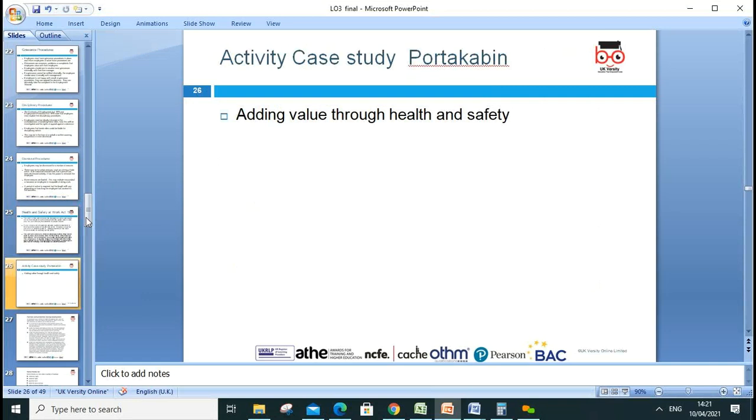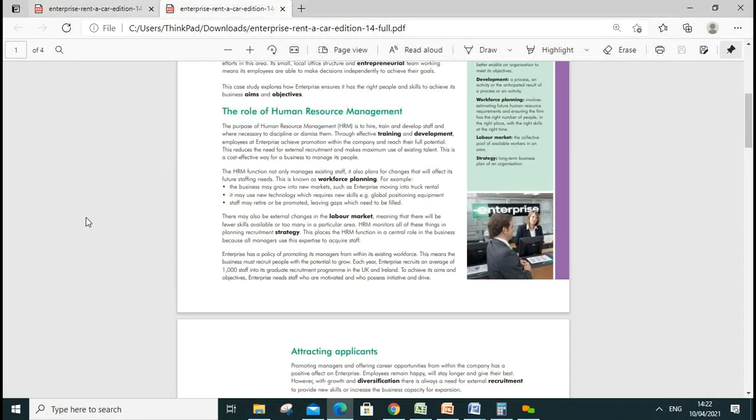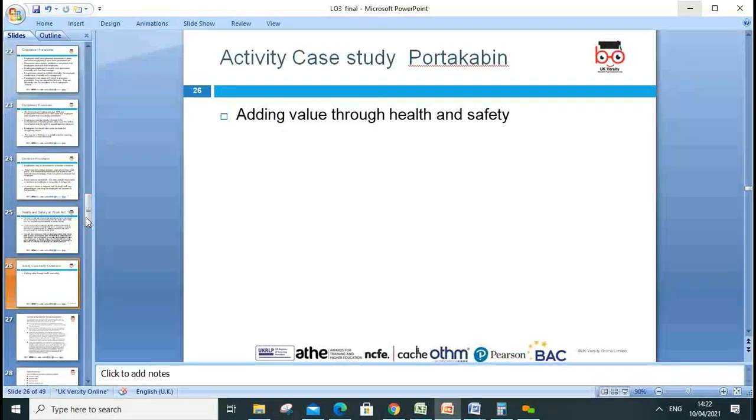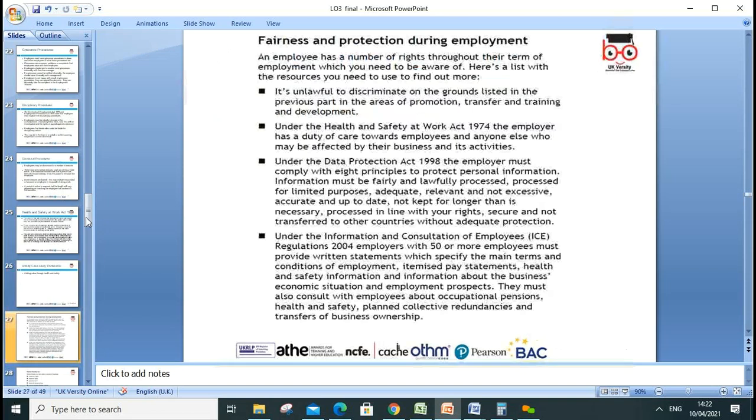Okay, I included one of the case studies. We have a company called Portakabin. They make mobile houses and they're adding value through health and safety. So I included one of the case studies that will be available on Moodle, and I'll send it to you as well. It's Portakabin. So please make sure you read this as well. See how they use health and safety to increase and enhance productivity. So we need to make sure you read it.